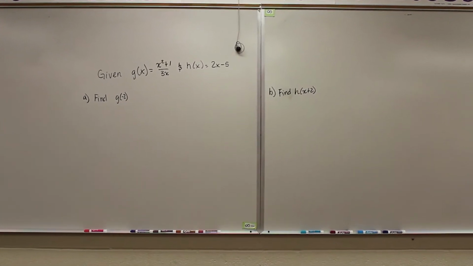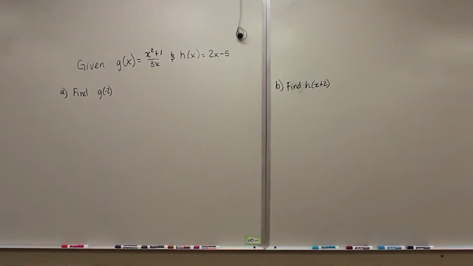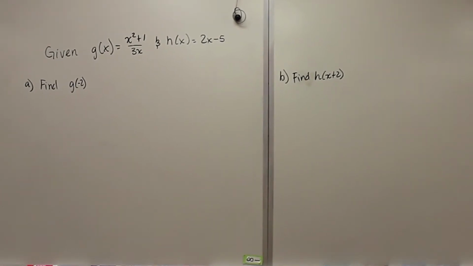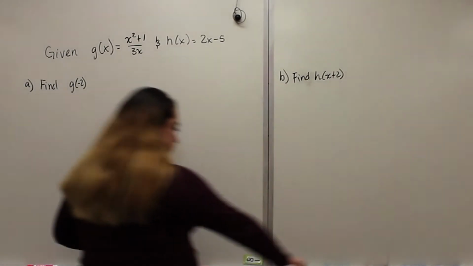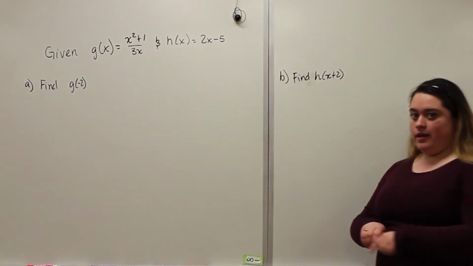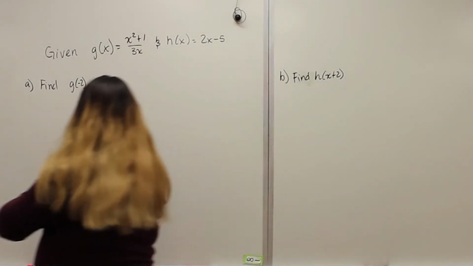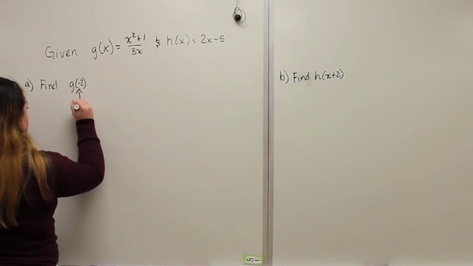Okay, similar process, but this time we've got two different functions. We've got g of x and we have h of x. So we're going to find first g of -2. Okay, a reminder that the value that's in the parentheses, this is my input.